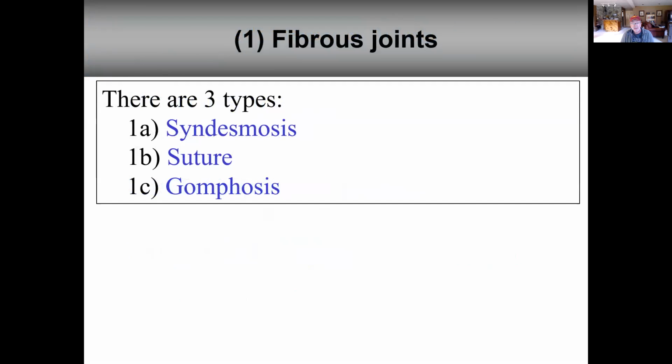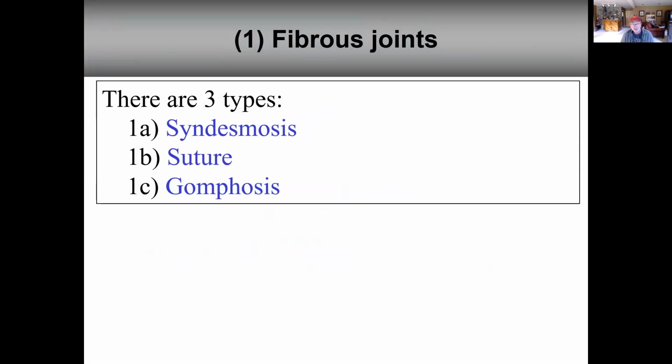Okay, let's get into the 3 structural examples, types, and give you some specific places in the body to go to find these. So within the fibrous category, remember, dense fibrous connective tissue binding these bones, we have 3 types of fibrous joints: a syndesmosis joint, a suture, and a gomphosis. You're already familiar with the second one there, suture. These other 2, probably not so much.